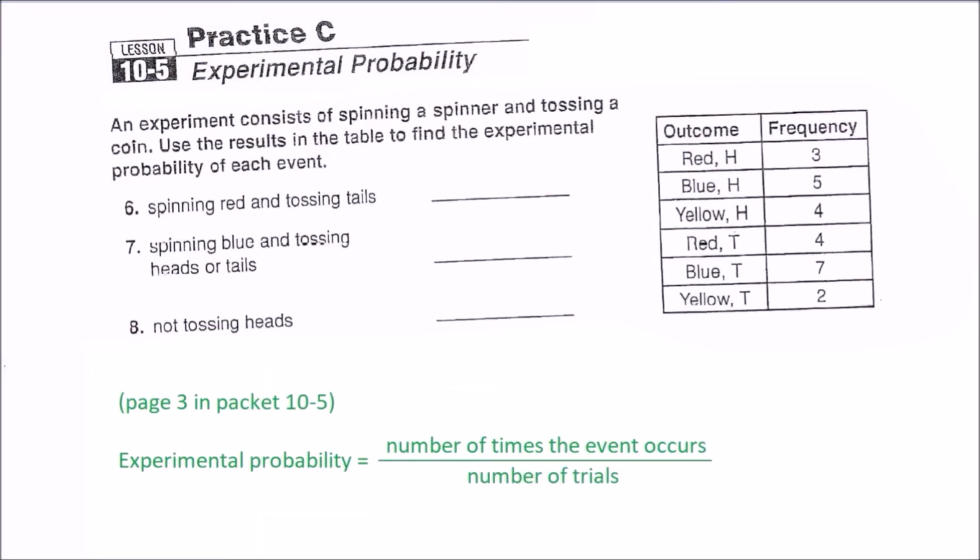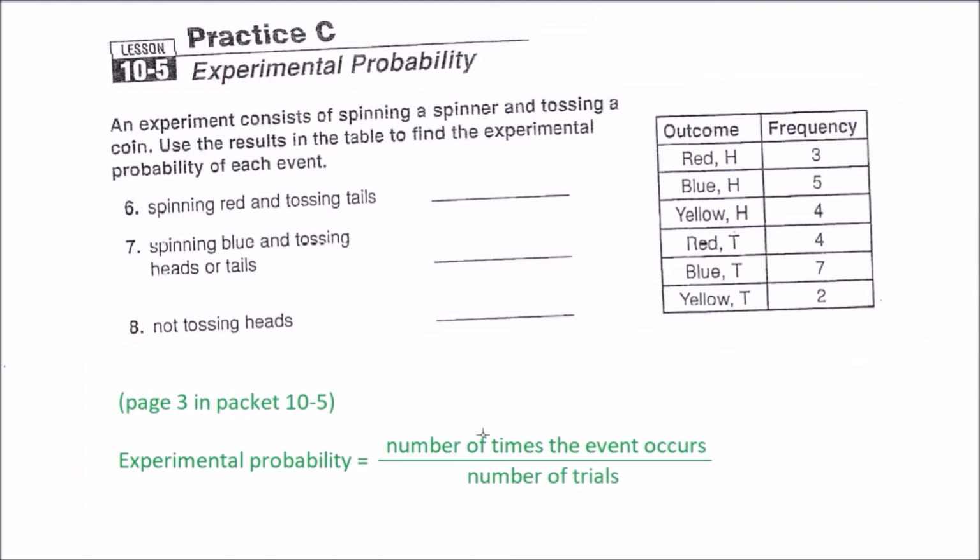Alright, so continue here, practice C in our packet 10-5 with 6, 7, and 8. The first thing we're doing, if we read the instructions here, an experiment consists of spinning a spinner and tossing a coin. Use the results in the table to find the experimental probability of each event. So this is kind of similar to number 1, where we were spinning a spinner and rolling a die, but now the spinner has apparently red, blue, and yellow, and then we're not rolling a die, but we're flipping a coin. But they've given us the outcomes in the experiment.